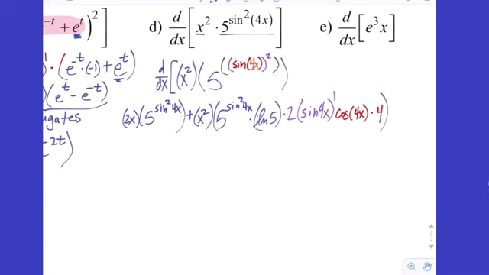A lot of these exponential derivatives are really good for factoring after the fact because they do produce themselves as part of their own derivative. You'll have a common factor in both terms. So you could factor out the 5 to the sine squared of 4x.